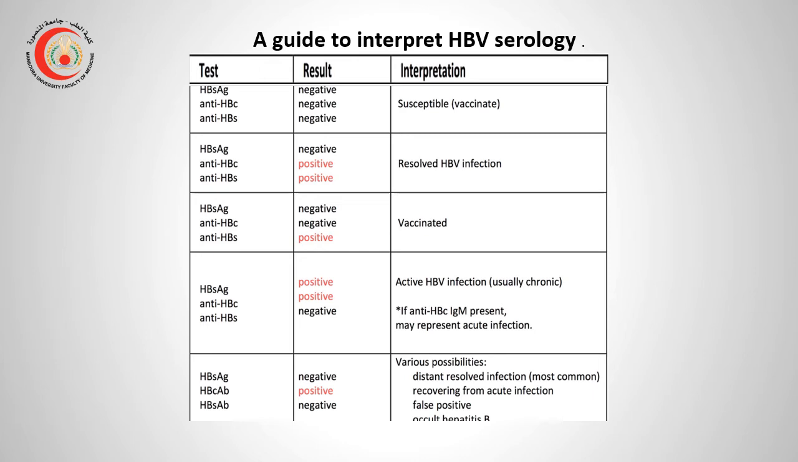If the hepatitis B S antigen and the anti-hepatitis B core total are positive, this indicates active hepatitis B virus infection, usually chronic. In the same case, if the anti-hepatitis B core IgM instead of the total core is present, this indicates acute infection. If the anti-hepatitis B core antibody is positive only, this indicates distant resolved infection, recovery from acute infection, false positive, or occult hepatitis B.